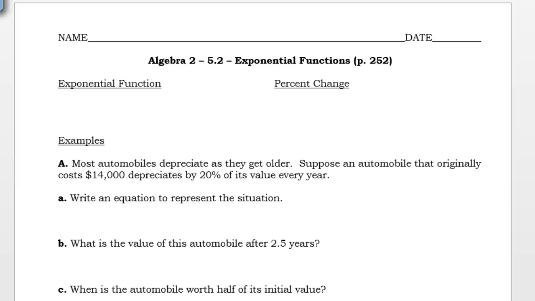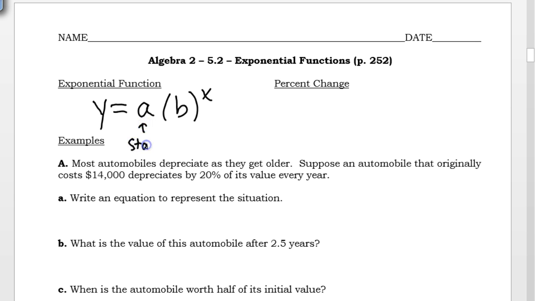This is Algebra 2, Lesson 5.2, Exponential Functions. So an exponential function is in the form y equals a times b to the power of x, where a represents the y-intercept, or the starting number, b represents the ratio, and x would be how much time has gone by, or how many iterations, how many times you've done the ratio.